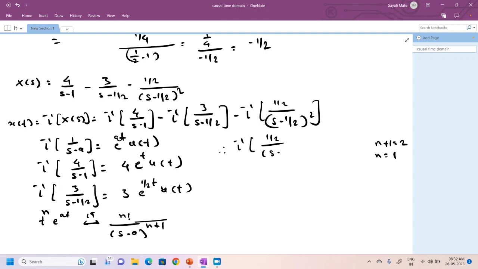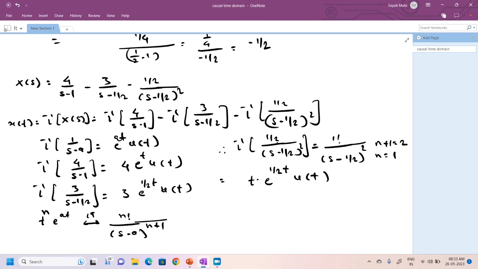third term is given by, n is 1, so it is given by 1 factorial divided by s minus a raised to n plus 1, and what is n plus 1? It is equal to 2. Okay. And here if you see, it is a t raised to n thing. So when you take its inverse Laplace transform, it is represented by t raised to n, that means n is 1, into e raised to at. So e raised to half t into u of t. So this is the inverse Laplace of the third term.